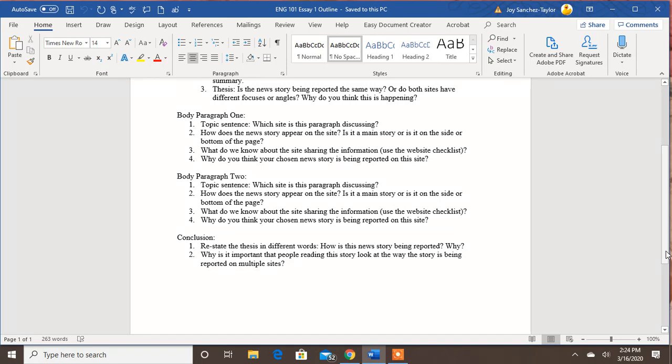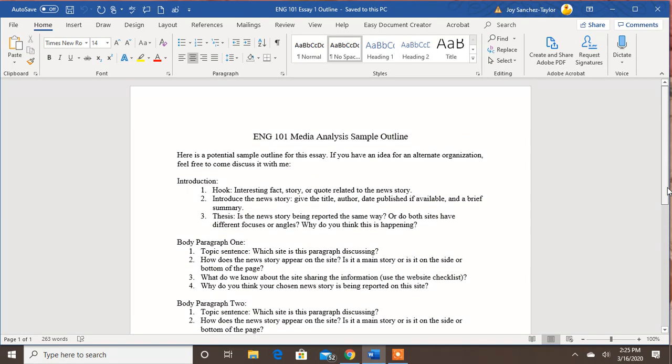So I've put a question to help you think about that, right? Why is it important that people reading your news story look at the way the story is being reported on multiple sites? Why should we read the same story on multiple sites? What do we know about media bias that might help us answer that question? So that is the sample Essay 1 outline.